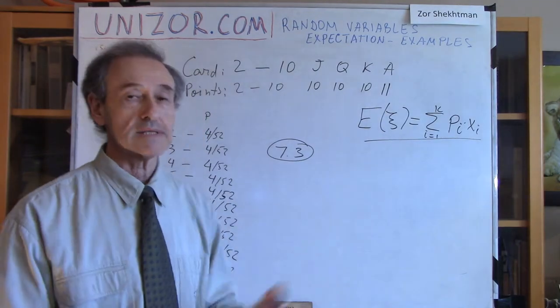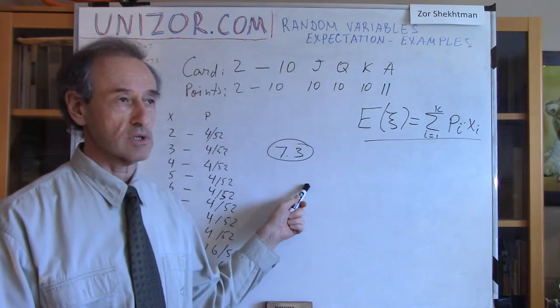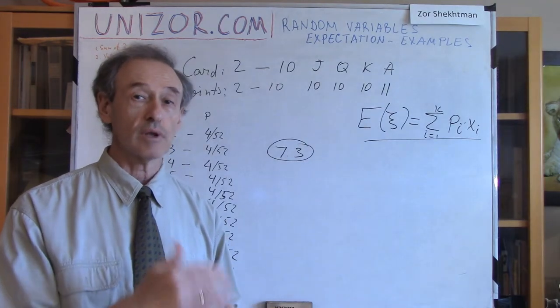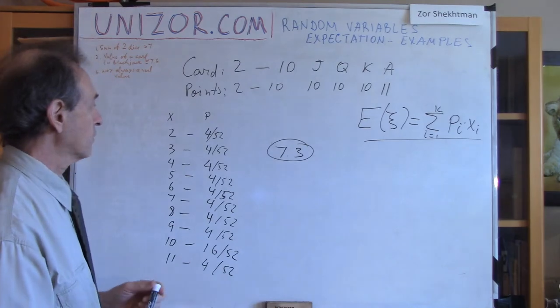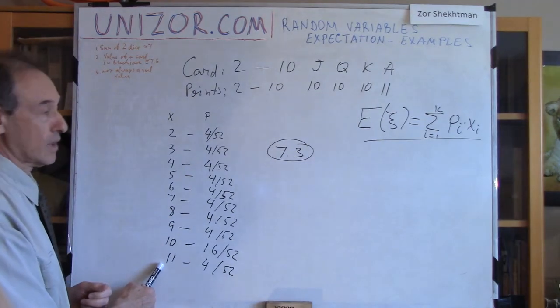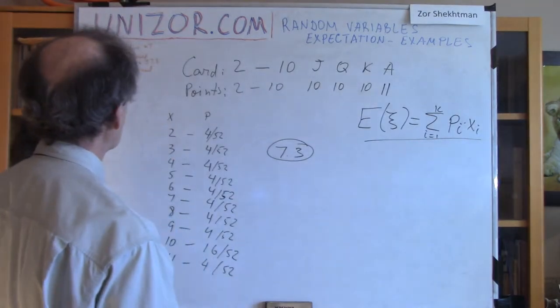All right, so this is my second example. And again, just pay attention to, in this particular case especially, that the average value is not necessarily one of the real values which the random variable takes. These are the real values. There is no 7.3 here, right? But an average, yeah, obviously can be something like this.